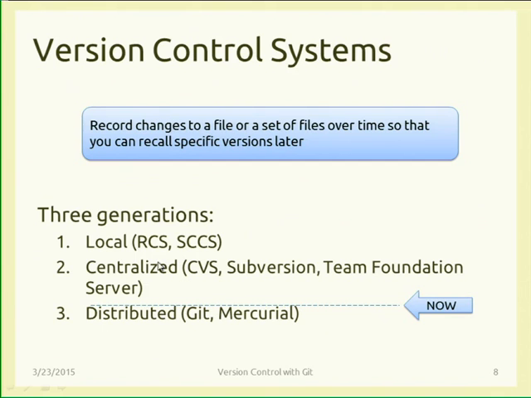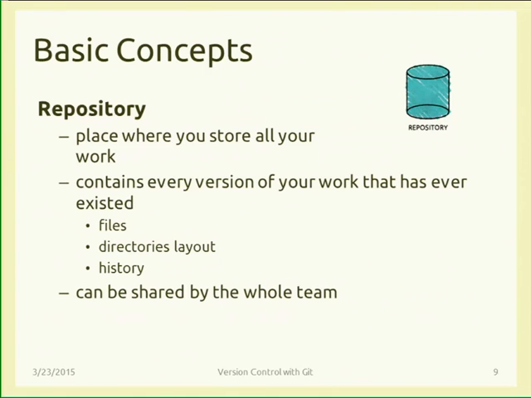In history, we can say there have been three generations of version control systems. The first one is the local version control system, which nobody uses anymore. The second type is centralized and is still used today, like Subversion or Microsoft Team Foundation Server. And most developers now use a distributed version control system like Git or Mercurial.